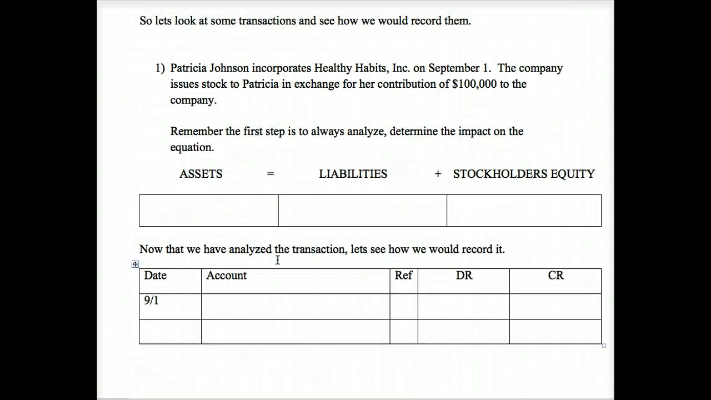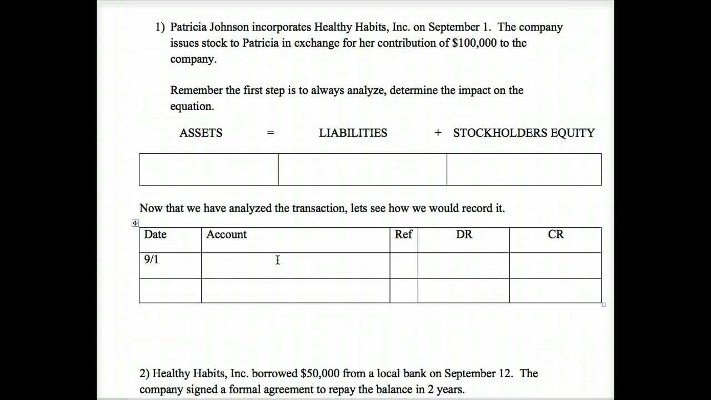So let's look at some transactions. We're going to go up here and go back over those same three transactions. Remember in the last video we looked at three different transactions. We're going to look at those same three transactions and see how we would translate them from an analysis where we look at how they impact the equation into journal form. So let's look at this. Patricia Johnson incorporates Healthy Habits Incorporated on September 1st. The company issues stock to Patricia in exchange for her contribution of $100,000 to the company.